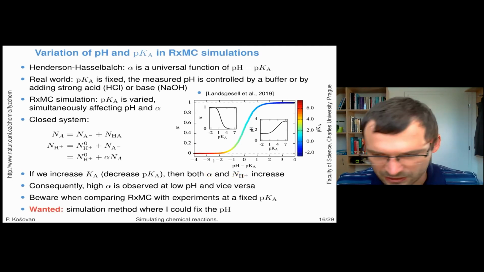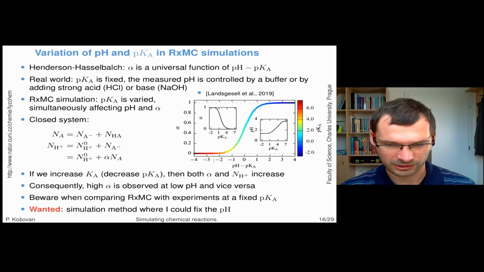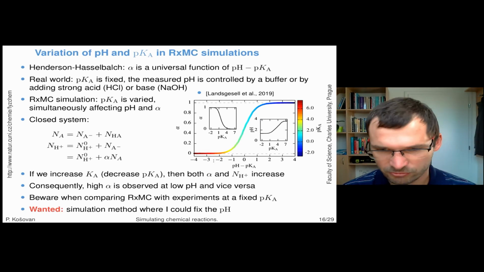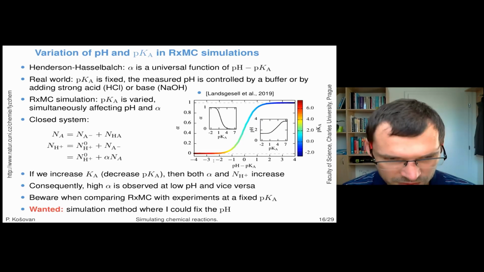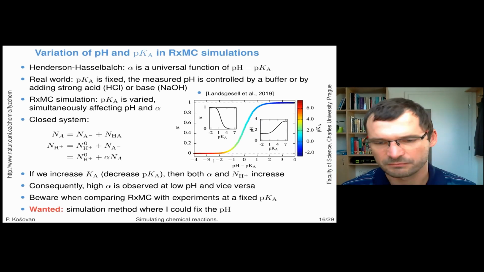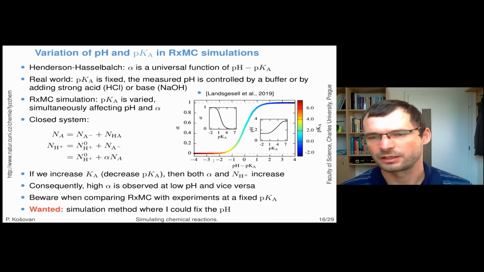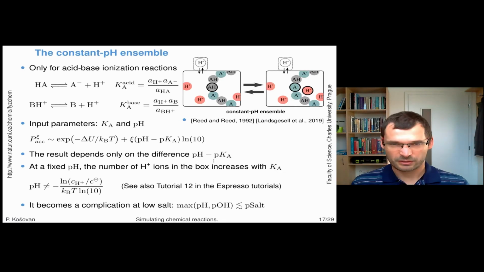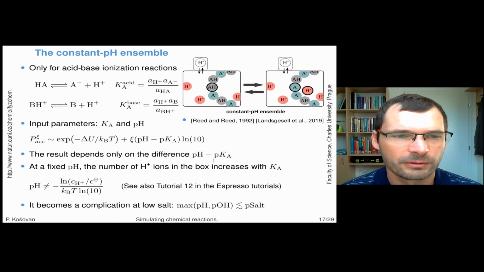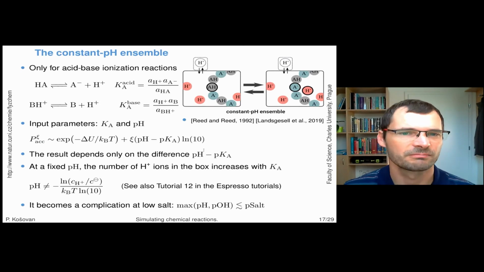With these counterintuitive results, I would like to say again that when comparing to experiments which were performed at a fixed pK and reported as a function of the measured pH, one would like to have a simulation method where I could fix the pH and perform the simulation under the same pH as the experiment to which I want to compare. And the constant pH ensemble seems to solve the problem. I'm saying seems to solve because there is a different pitfall that prevents us from solving it completely.